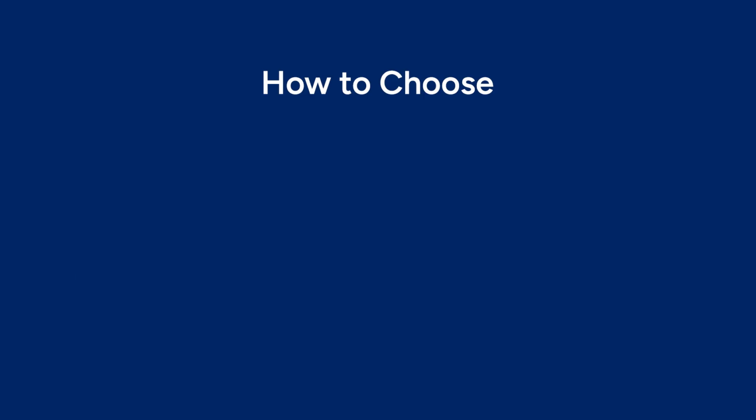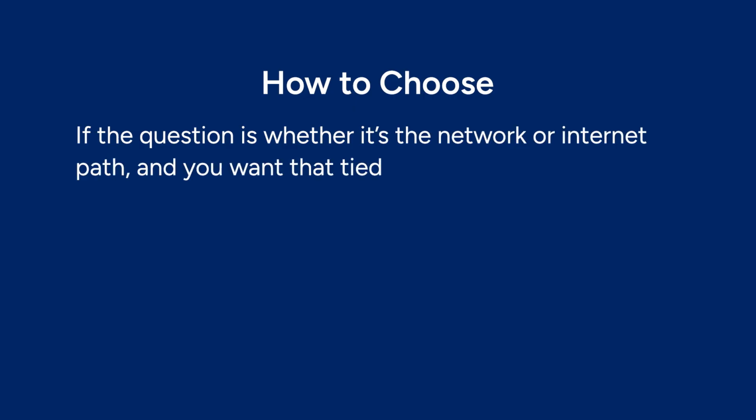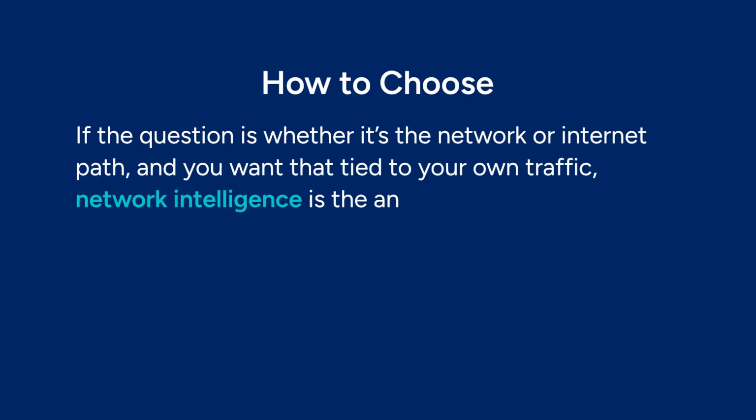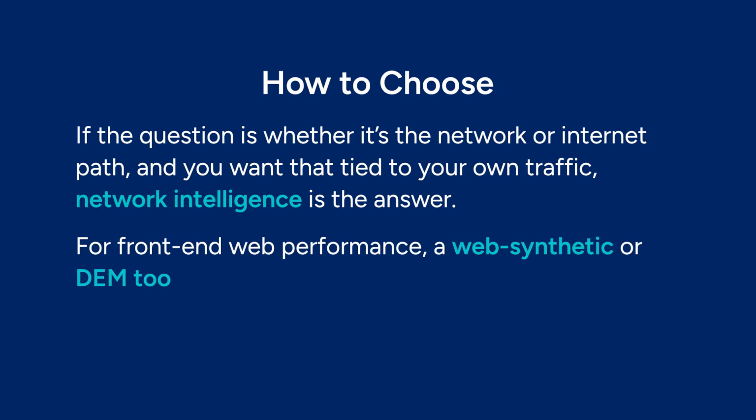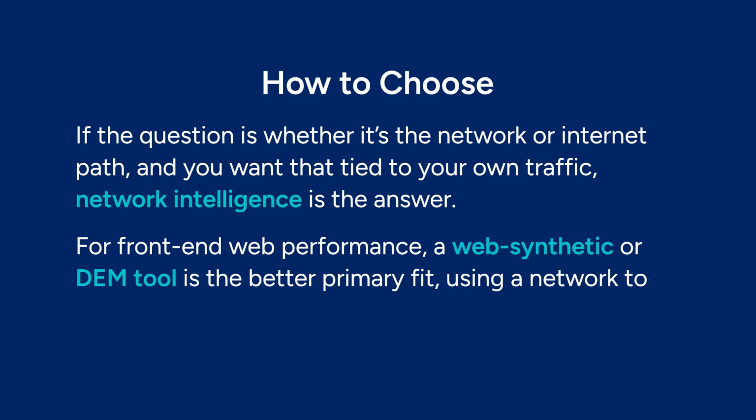The short version, if the question is whether the network or internet path is the cause, and you want that tied to your own traffic, that's the network intelligence category. If it's primarily front-end web performance, a web synthetic or DEM tool is the better primary fit, often alongside a network tool for the path.